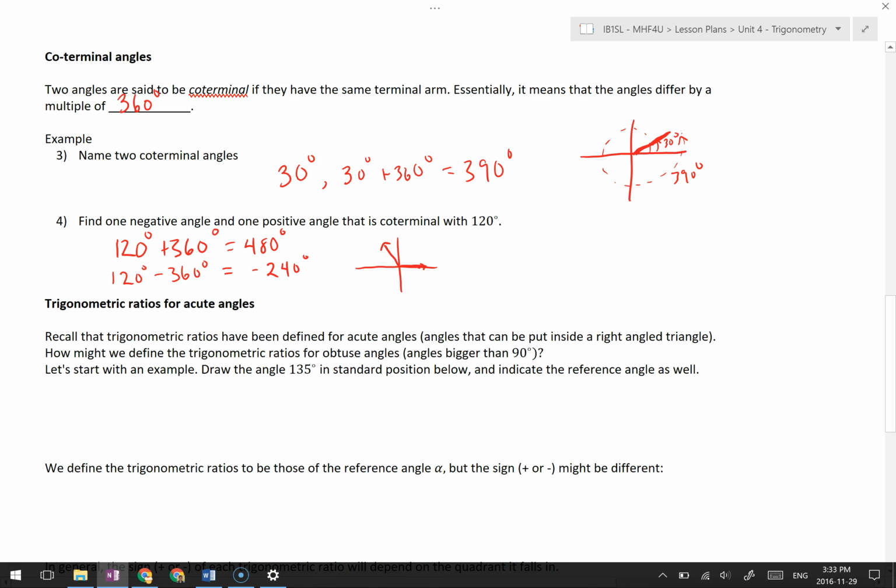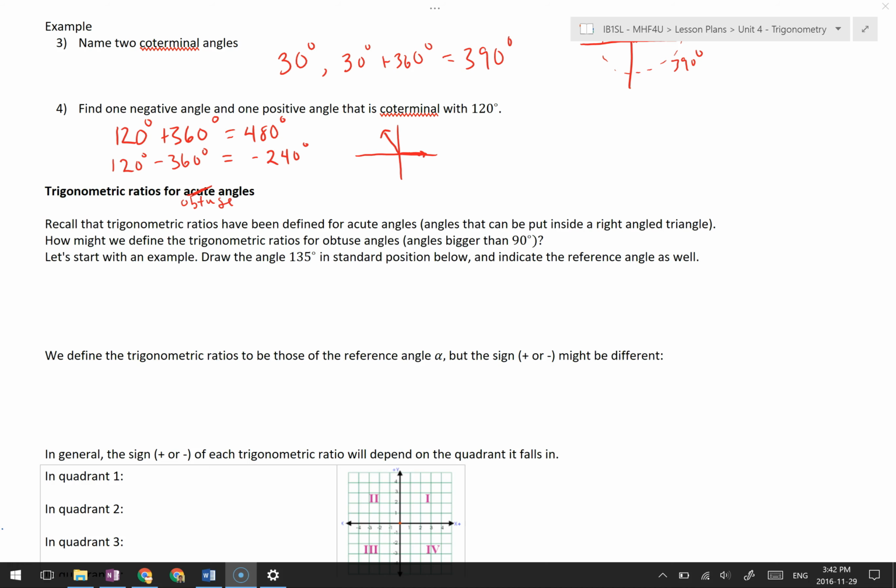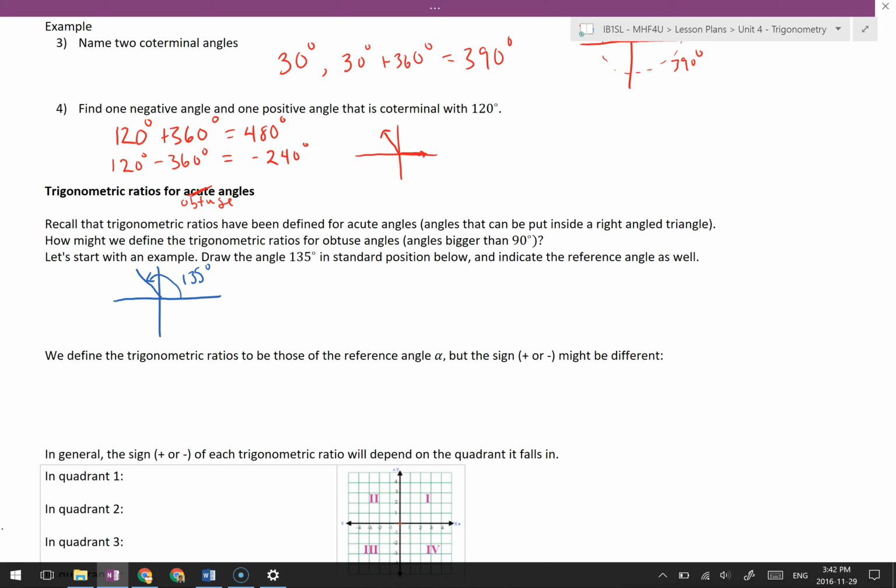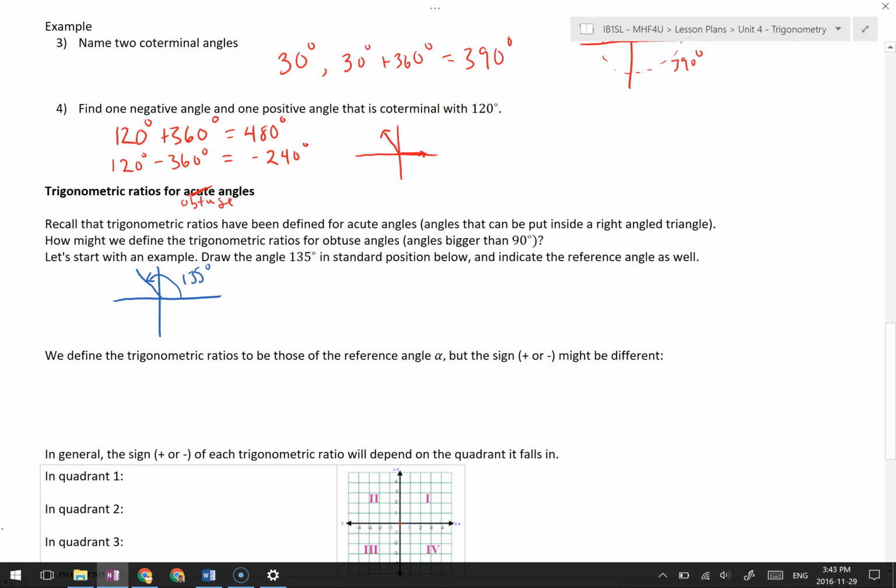Okay, now our real motivation for learning all this is to easily be able to define and calculate trig ratios for obtuse angles. So, for example, let's consider the angle 135 degrees. Well, I don't know a whole lot about 135 degrees when it comes to trig, but I know a lot about its reference angle, which is 45 degrees, the angle between the terminal side and the x-axis.